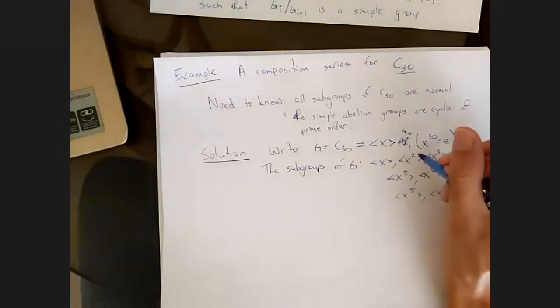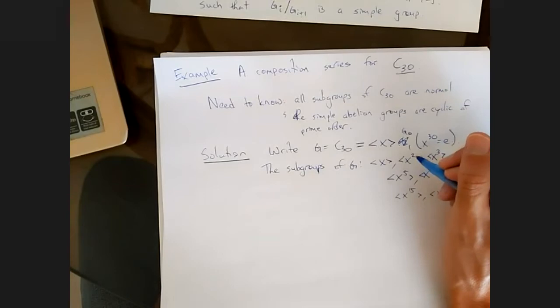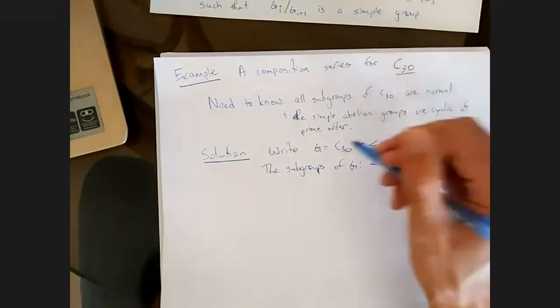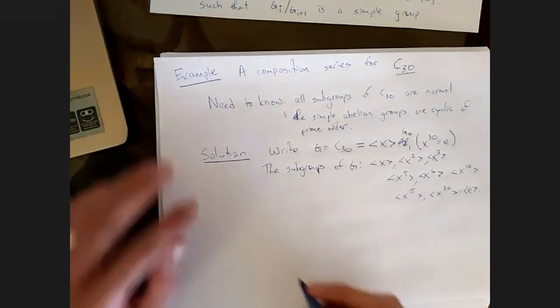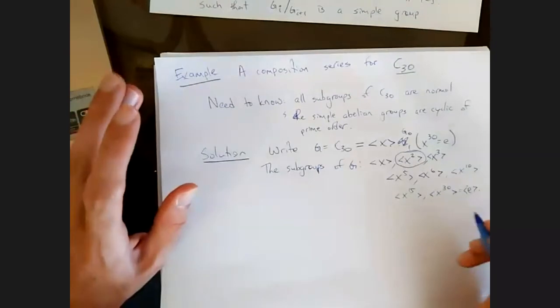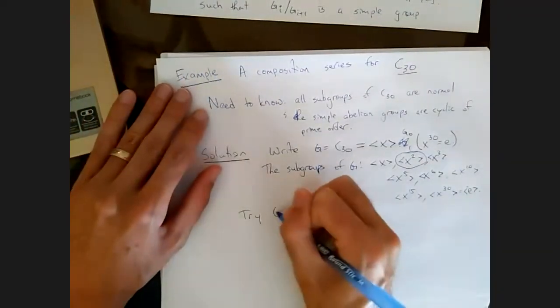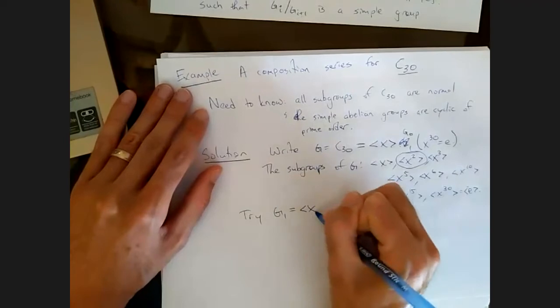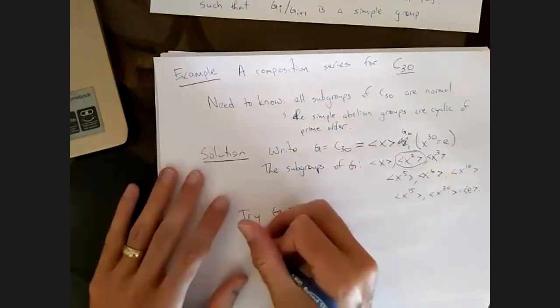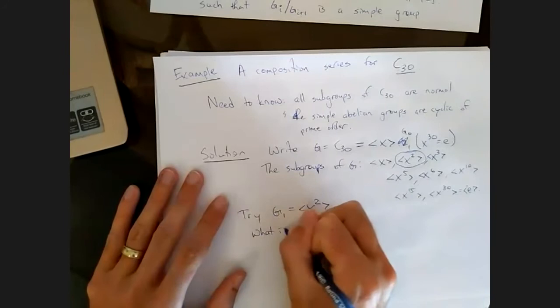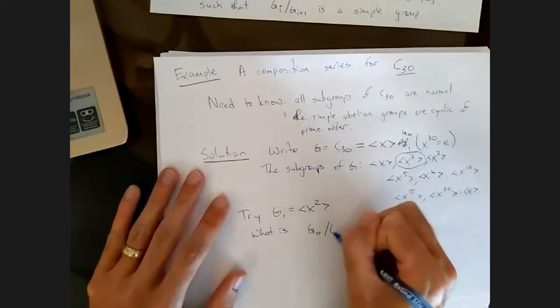Now we have to figure out which of these subgroups gives me a quotient which is cyclic of prime order. Okay, so let's just try this one. Let's try G1 to be the subgroup generated by X squared. So what is G0 mod G1?